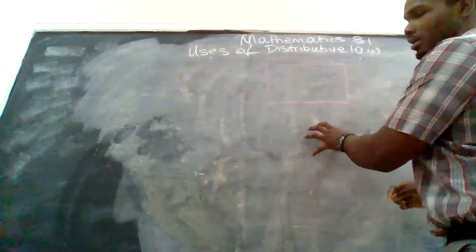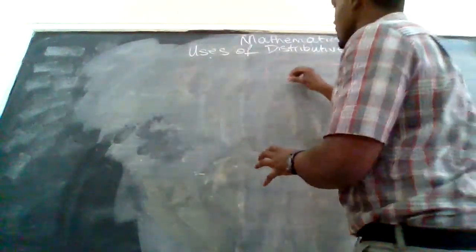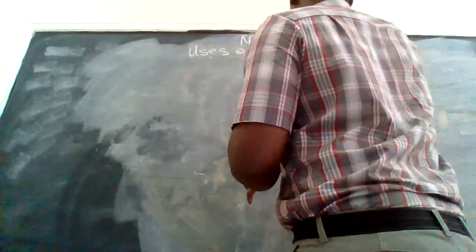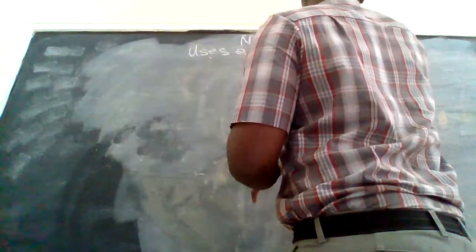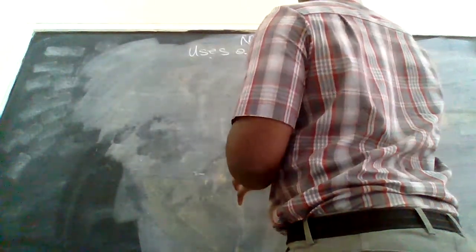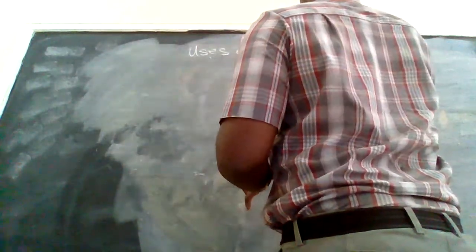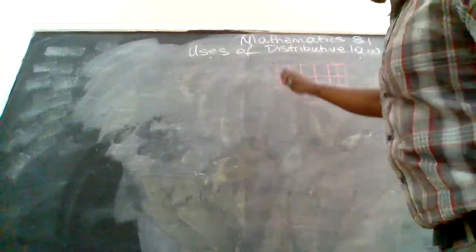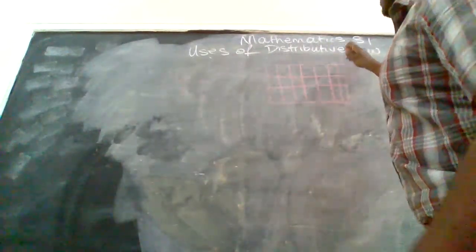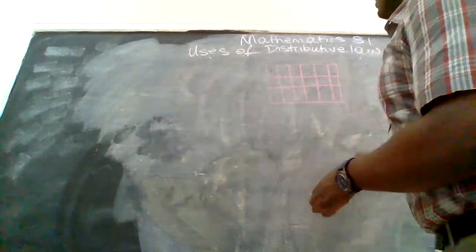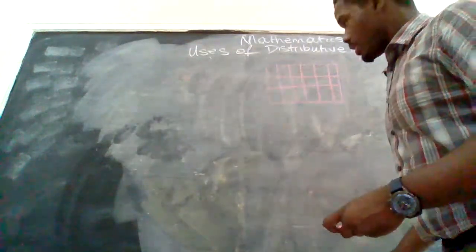Okay, here's my chocolate bar. I said that there were 6 rows: 1, 2, 3, 4, 5, 6, and 3 columns: 1, 2, 3.